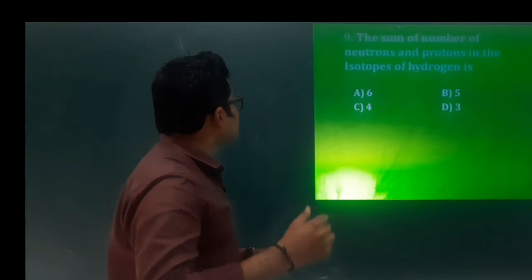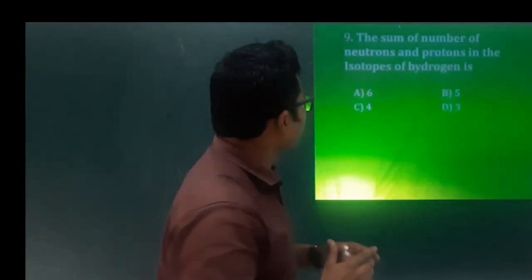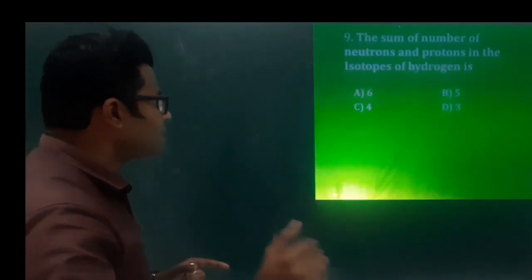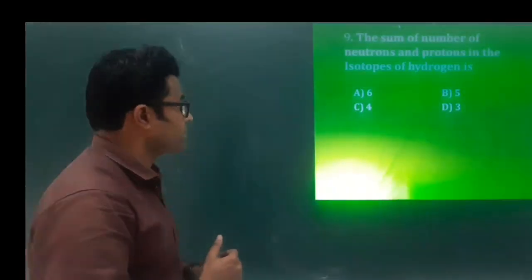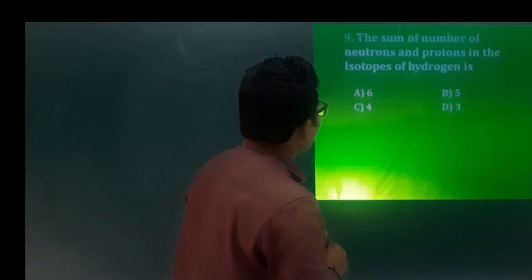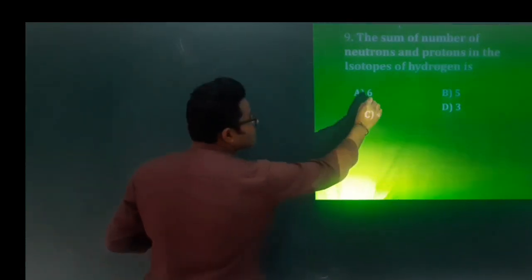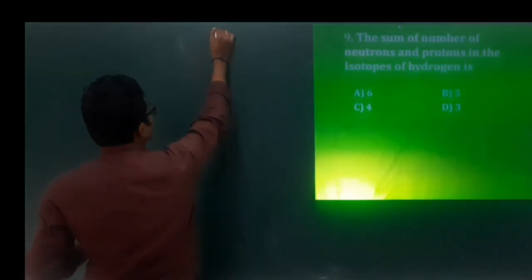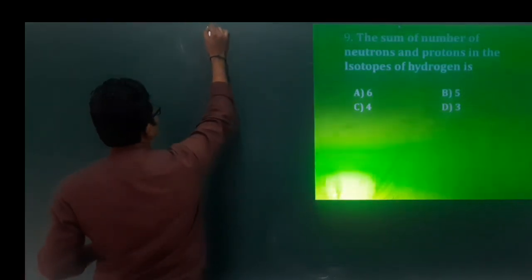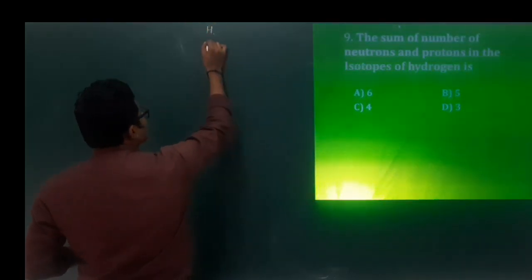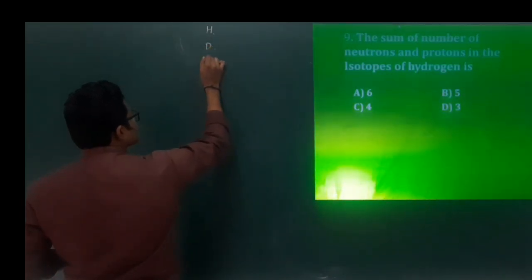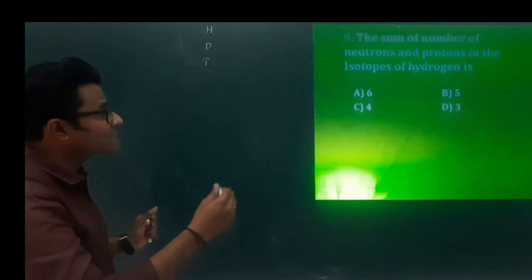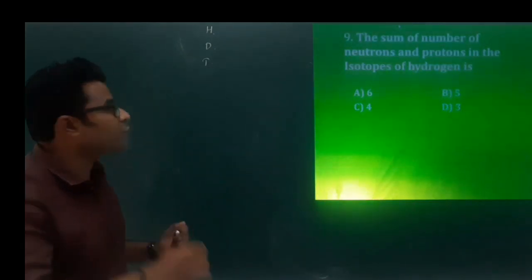So coming towards the next question, and that is question number 9. The sum of the number of neutrons and protons in the isotope of hydrogen is. So, observe the isotope of hydrogen. What we know is protium, next one is deuterium, and next one is tritium. We have 3 of them. So they are asking us the sum of number of neutrons and protons.